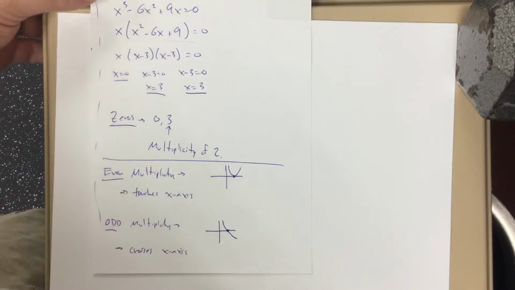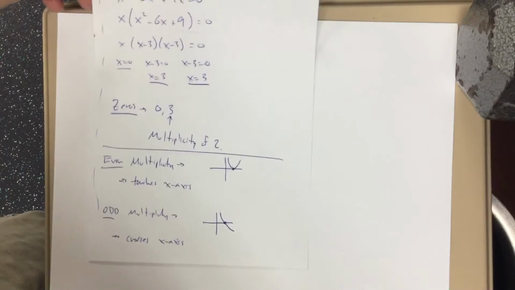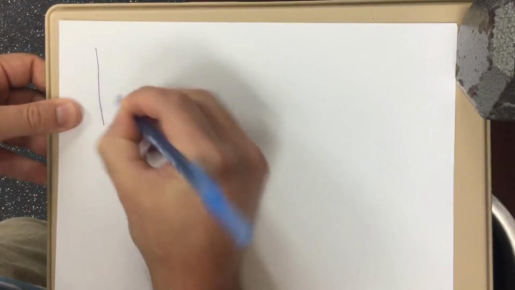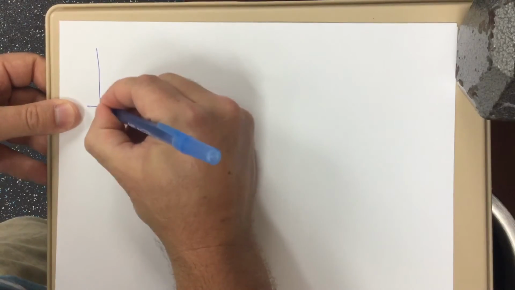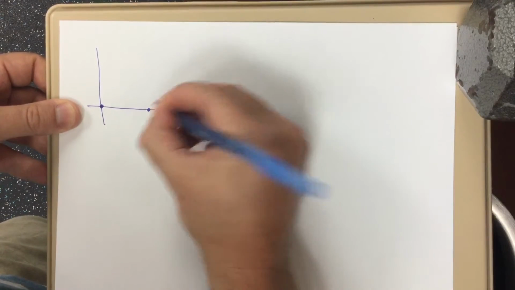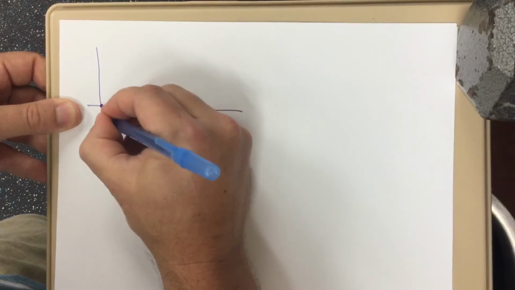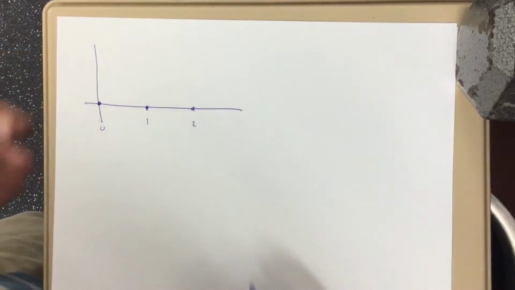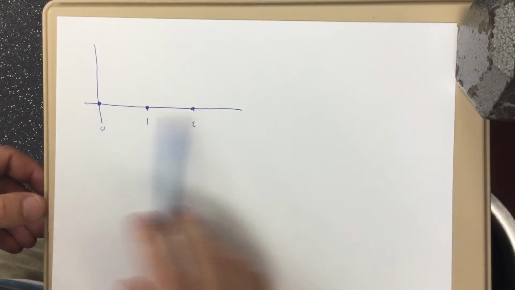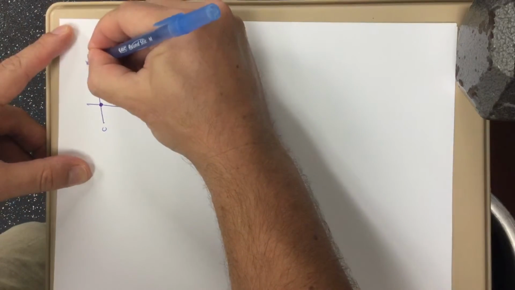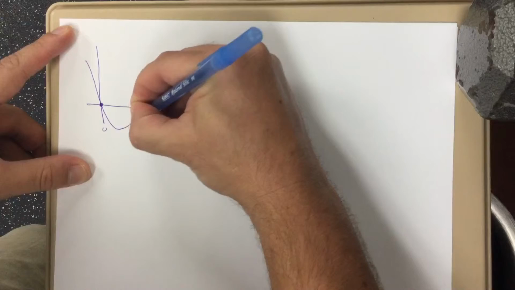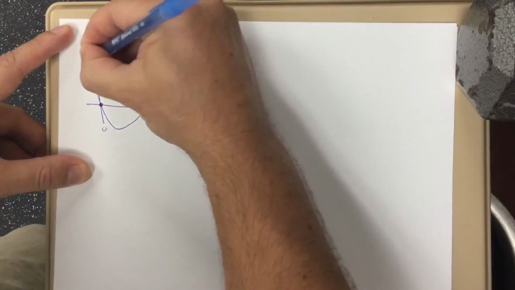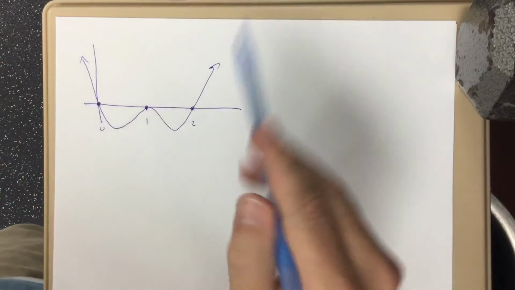Let's say we're given a graph. Let's be given the graph that looks like this. Here, here, and here. We'll call this 0, this is 1, and this is 2. This is the x-axis here, and we'll draw the graph like this. There's the graph, this crazy W-shaped curve.